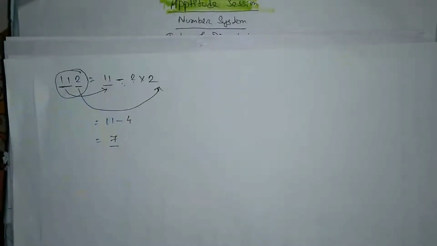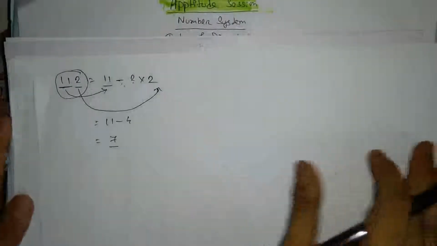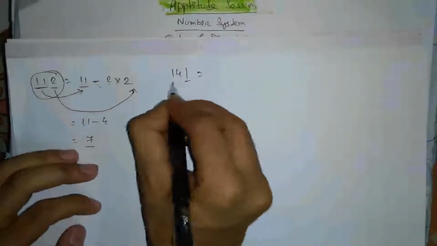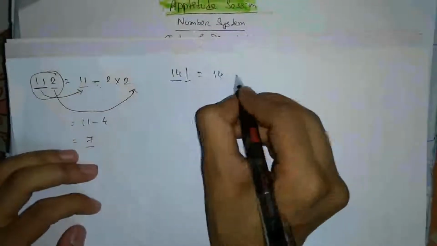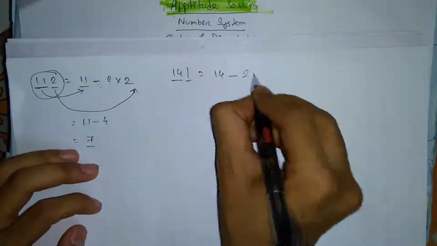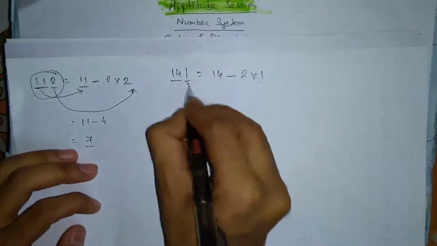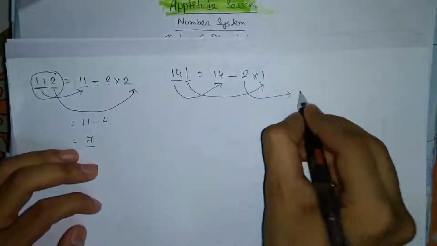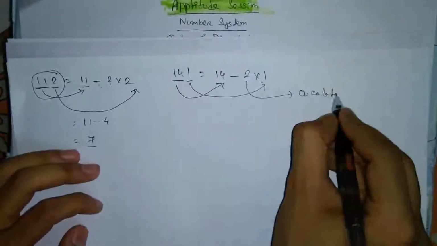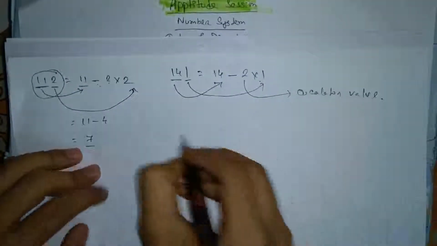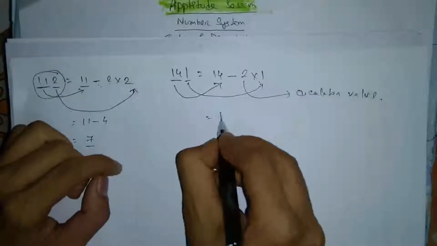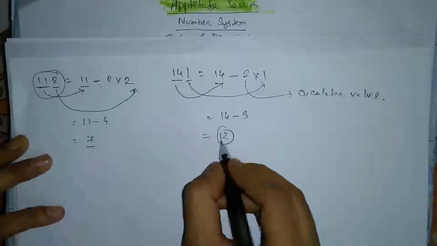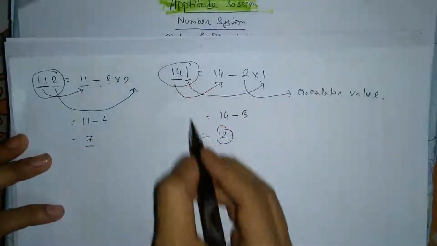This is the osculator rule. Let's take another example, 141. We divide it into two parts: 14 minus 2 into 1. Here 14 is 14, this 1 is the last digit, and this 2 is the osculator value, so it will be 14 minus 2, which is 12. 12 is not divisible by 7, so this is not divisible by 7.